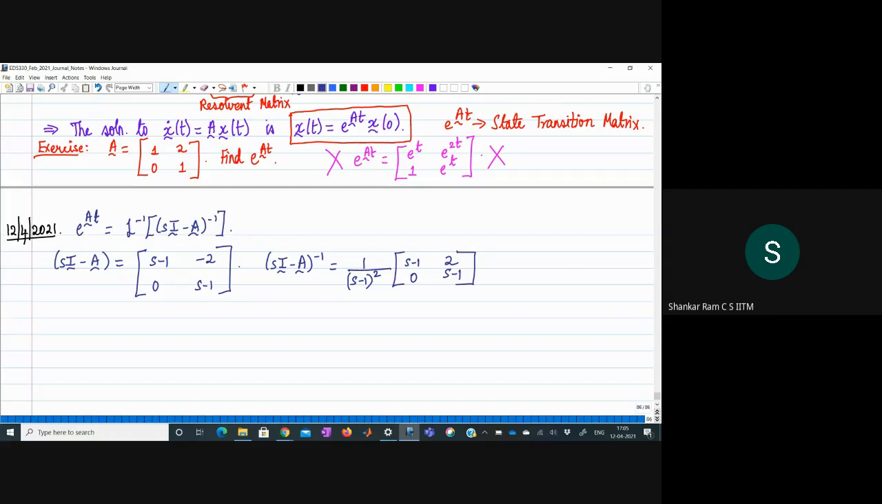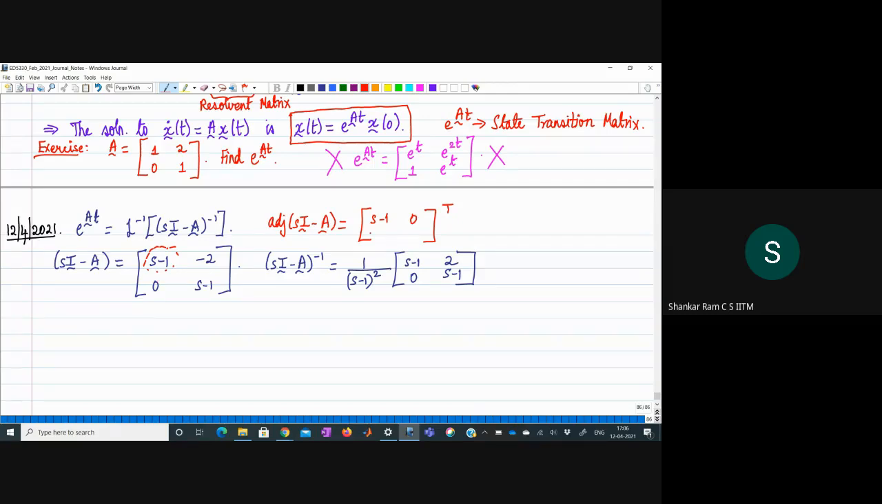All right, let me repeat what I said. Please note that if we were to do the steps one by one, the adjoint of sI minus A will be the transpose of the cofactor matrix, right? So how do we get the cofactor matrix? We eliminate the row and column to which an element belongs and calculate the determinant of the remaining element. Suppose we consider s minus 1 and eliminate its first row and column, then the cofactor will be s minus 1 itself, right? For the element minus 2, it will be 0.